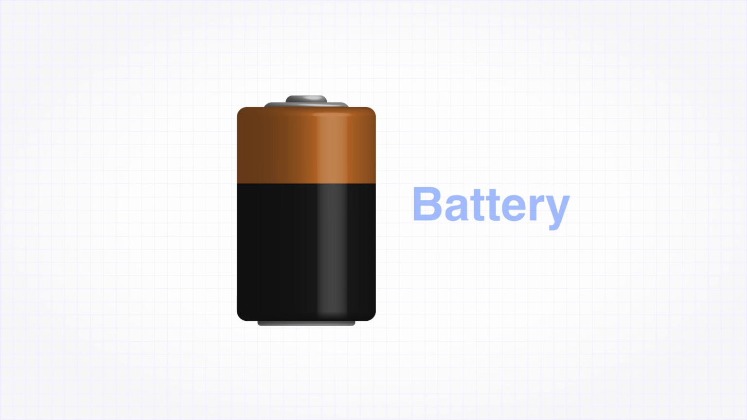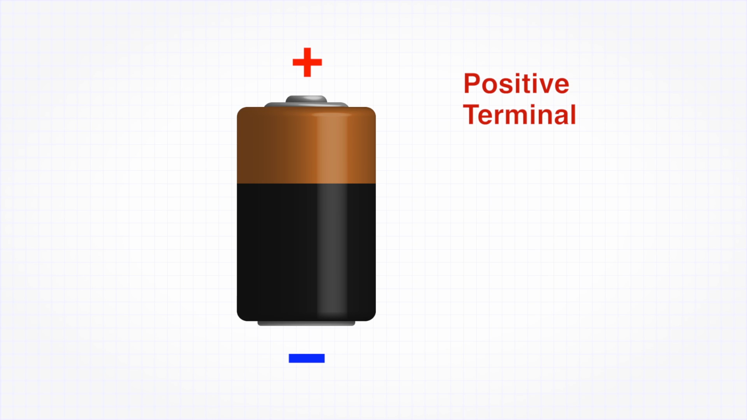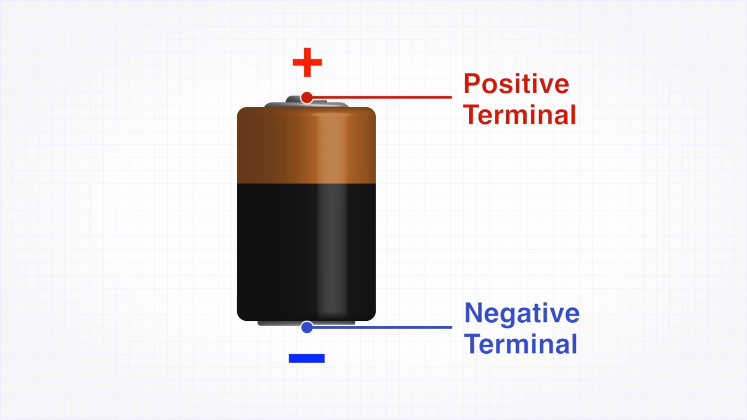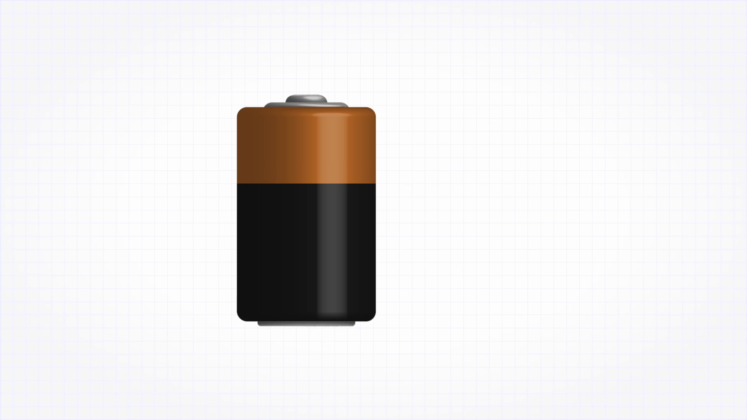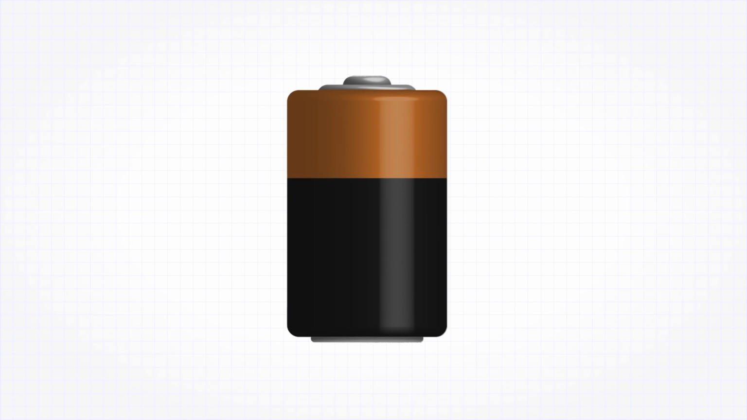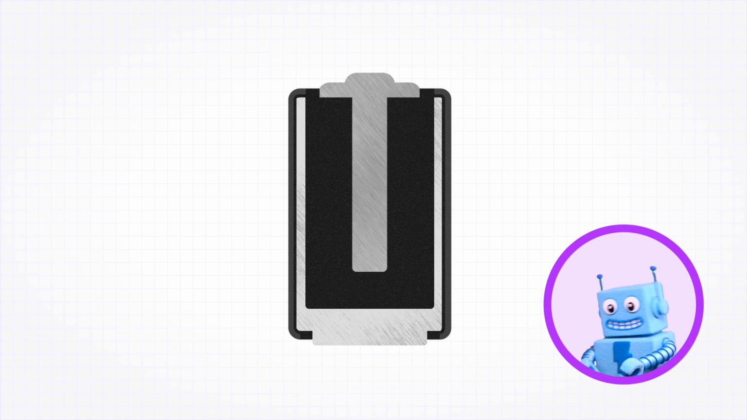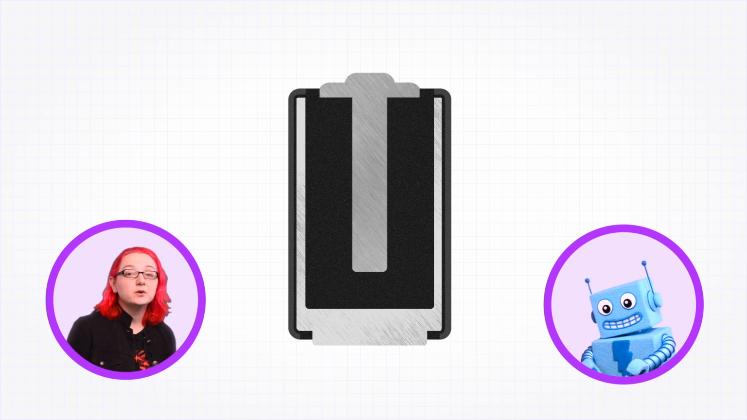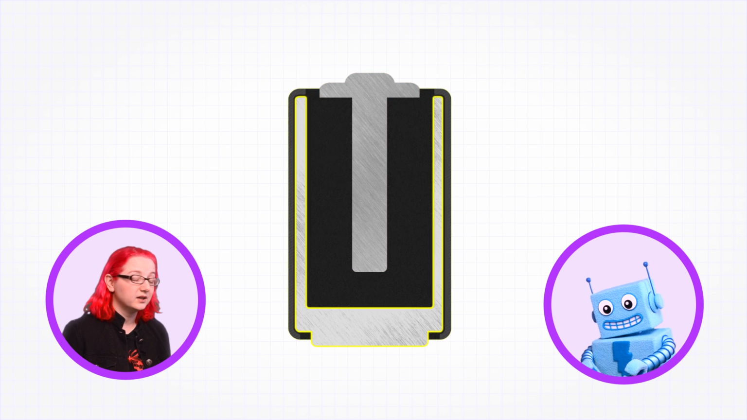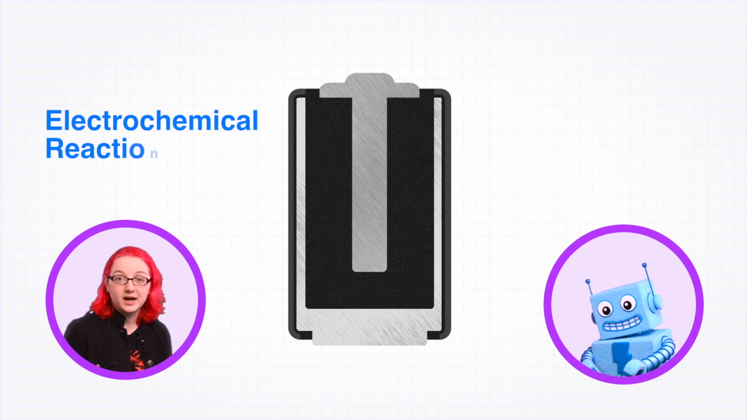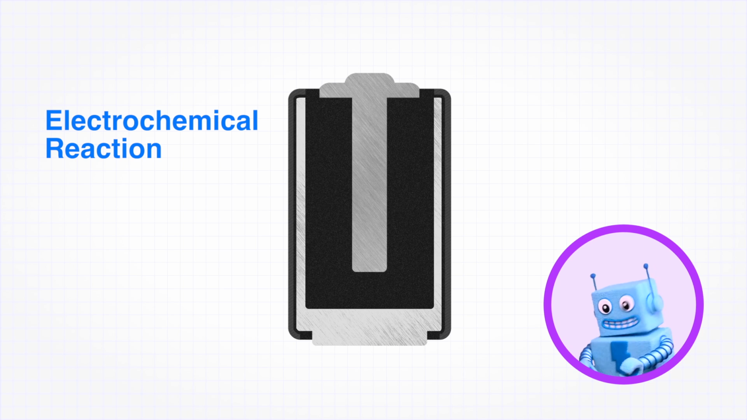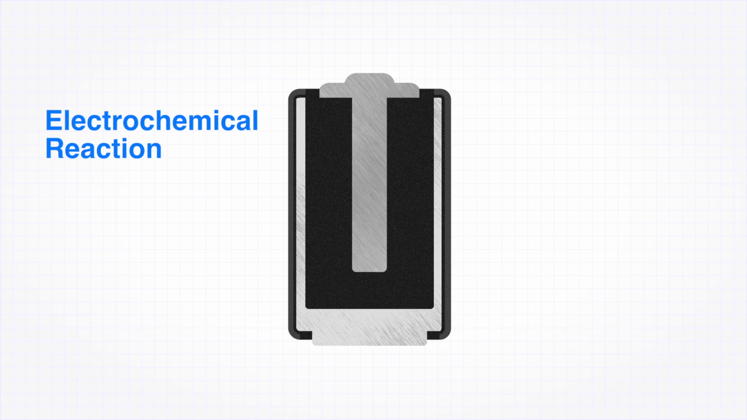There are two important parts of every battery, the positive and negative terminal. And if we opened up a battery, it would look like this. Huh. How does that make electricity? Well, a battery uses chemistry to create electricity. It's called an electrochemical reaction. Ooh, sounds powerful. It definitely is.